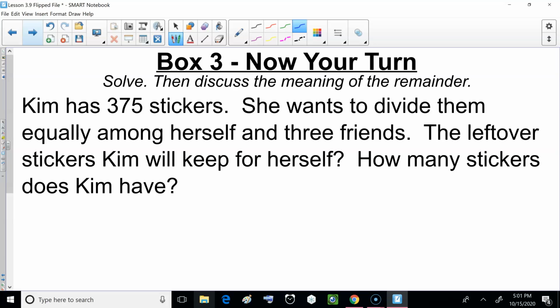Ooh, Kim has 375 stickers. She wants to divide them equally among herself and 3 friends. The leftover stickers Kim will keep for herself. That's not a question, that's a statement. How about we get a period there? How many stickers does Kim have? You can pause the video right now and solve this. Good luck.